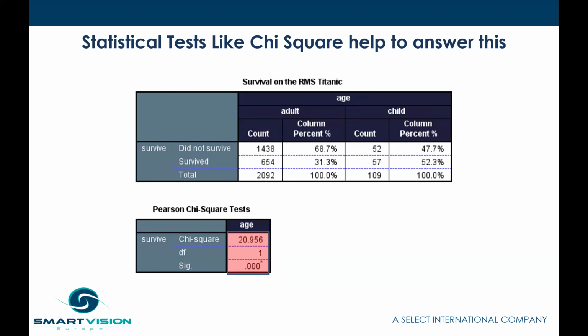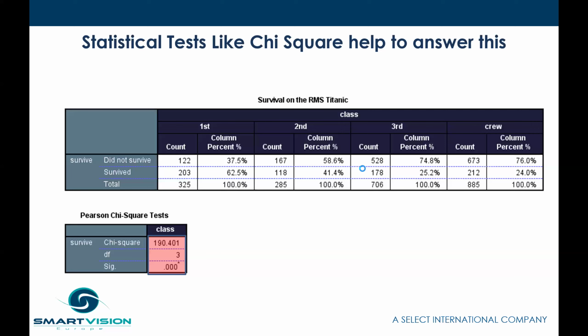We see a similar thing when we look at age, adult and child. 31% of adults survived compared to 52% of children. It's not as big a difference. 73 to 21% survival, 31 to 52, not as big, but still statistically significant. And when we look at class of travel, we can see that 62% of first class travelers survived. 41% of second class travelers survived. Of third class passengers, 25% survived. And of crew, 24% survived. So it does look like there's a sort of step change. The further down the pecking order you go, the lower your chance of survival.